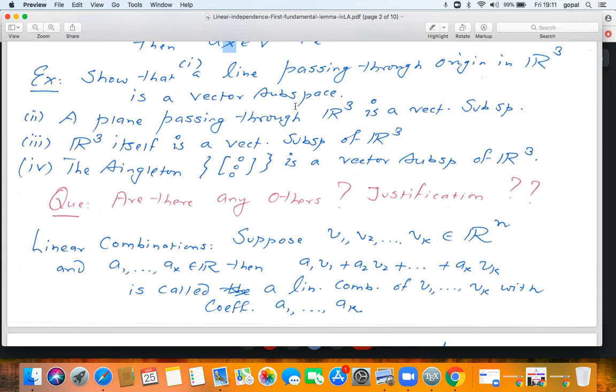Next is an exercise. Show that a line passing through the origin in R3 is a vector subspace. What is the line passing through the origin? Can you describe a line passing through the origin in R3? You think of it, and you write down the line passing through the origin as a set of points, and you show that that set is closed under vector addition and multiplication by scalars. A plane passing through R3 is a vector subspace.